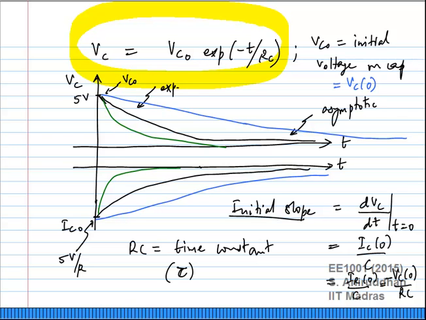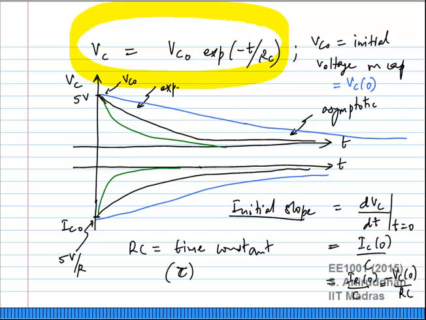Now the interesting thing is the argument inside the exponential function also has an RC term. That RC is called the time constant of the circuit. You might have heard this term before. RC has units of time, and that is a fairly significant component of the behavior of the system, as we'll see soon. Depending on the value of RC, the exponential can behave in different ways.